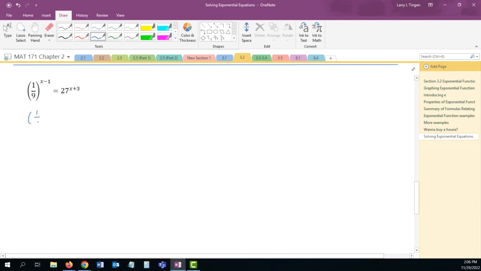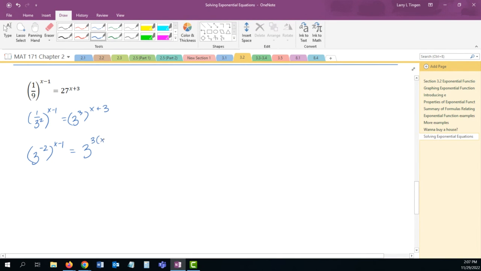1 over 9 is 1 over 3 squared. And 27 is 3 cubed. All right, 1 over 3 squared is the same thing as 3 to the negative 2. And then 3 cubed raised to the x plus 3 is 3 times x plus 3. Power raised to a power means you multiply. On the left, I'll tell you what, let's actually do this both in one step.